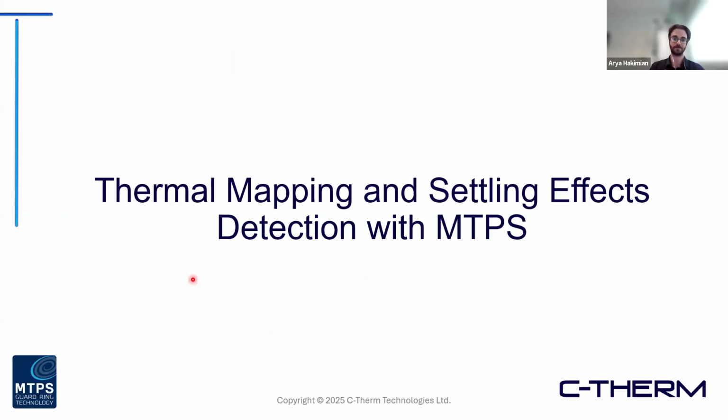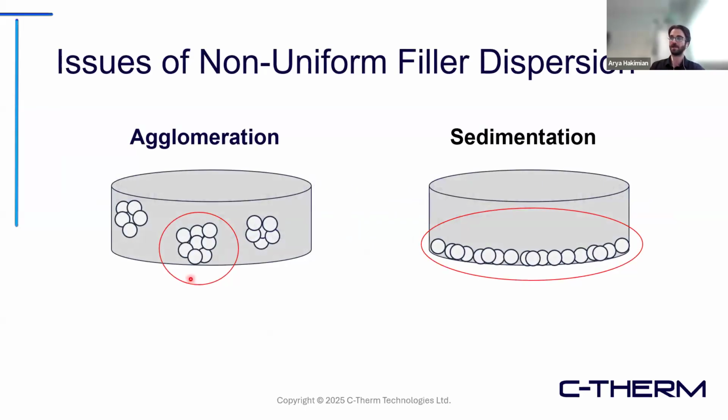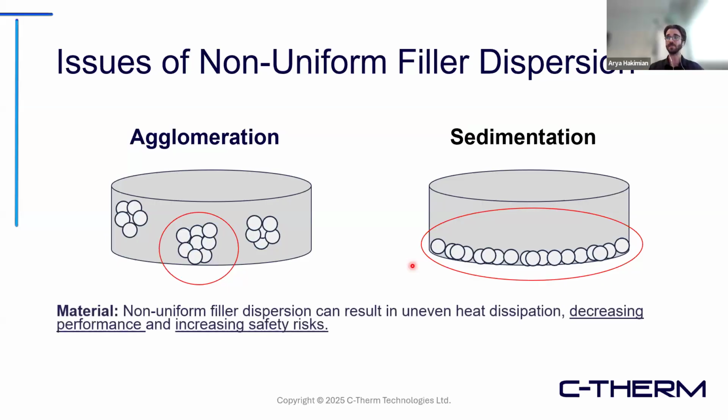Thermal mapping and settling. So what happens when, let's say, that filler isn't behaving as intended? Some common challenges that can occur with the dispersion of that filler are things like agglomeration or sedimentation to one side. When we're looking at something like a TIM, where we want very uniform and even heat transfer, from a material perspective this can, of course, negate that and result in uneven heat dissipation. This will potentially impact your performance, and there are safety risks that can come with that.